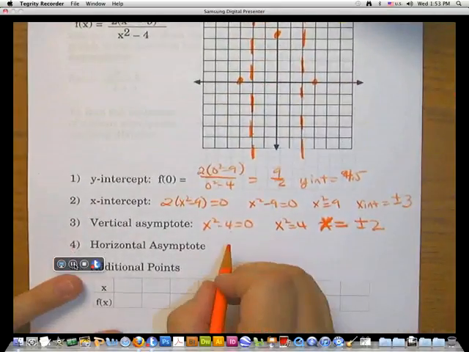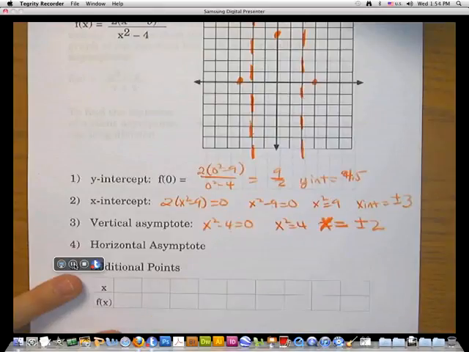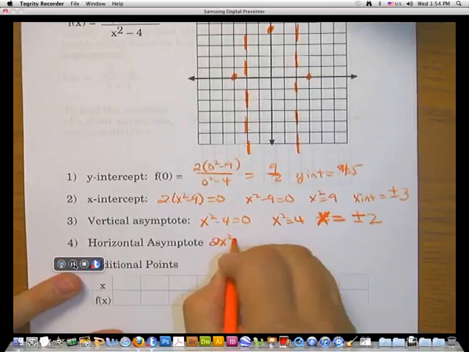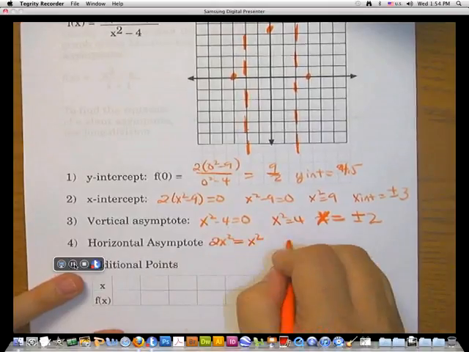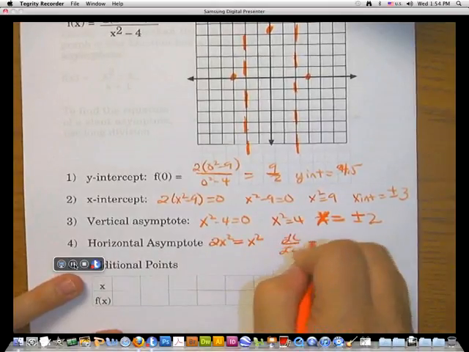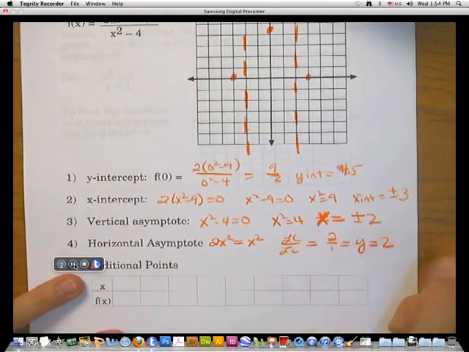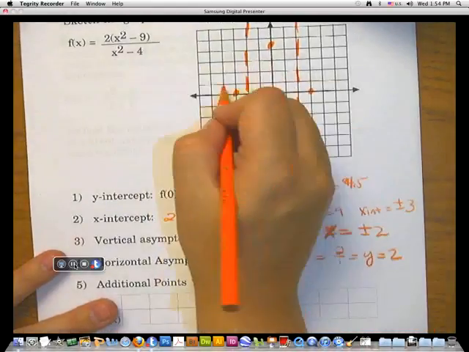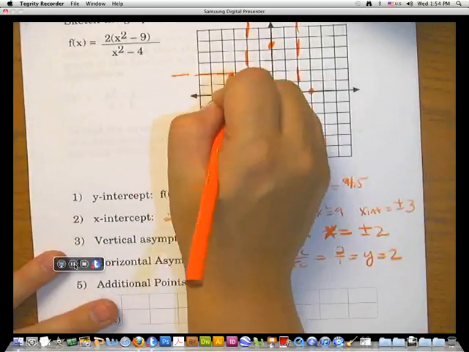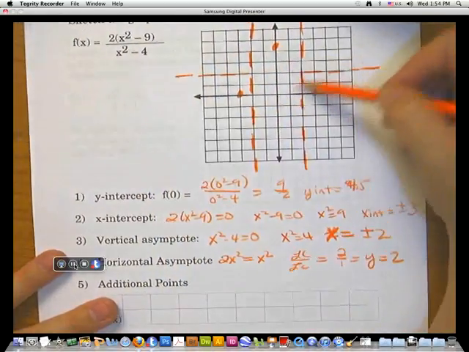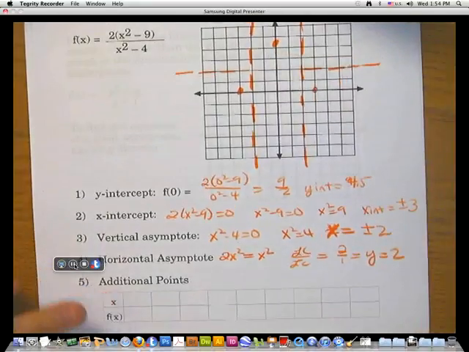Our horizontal asymptote is based on the degree. The degree is 2x squared is equal to x squared. So the leading coefficient over the leading coefficient is 2 over 1. So y is 2. Keep in mind again, because we have 2 vertical asymptotes, the horizontal does not go in between.